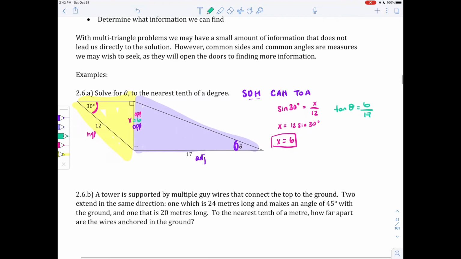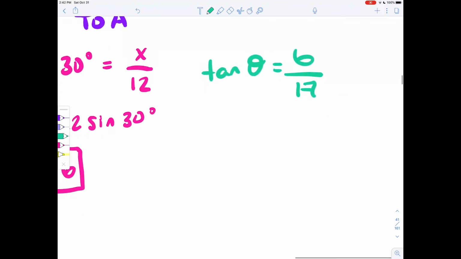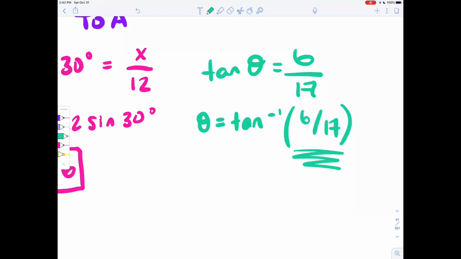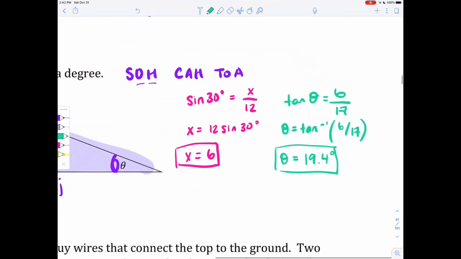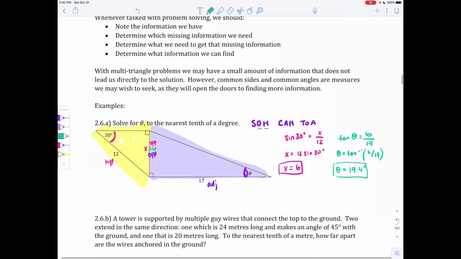To get my theta alone, I'm going to inverse tan both sides. So I'm going to get theta is equal to the inverse tan of 6 over 17. And keep in mind that those brackets around 6 over 17 are crucial. And when I put this into my calculator and I'm rounding to the nearest tenth, I'm getting 19.4 degrees. And there we have it.